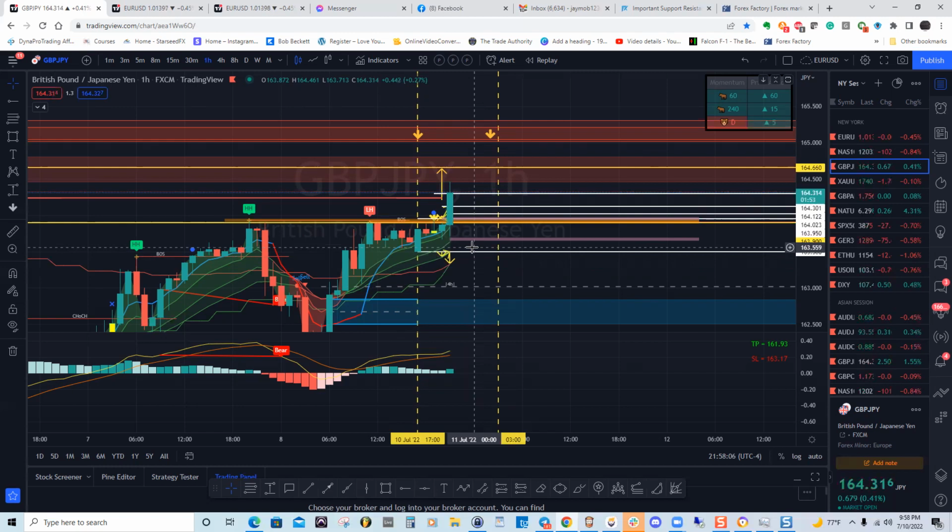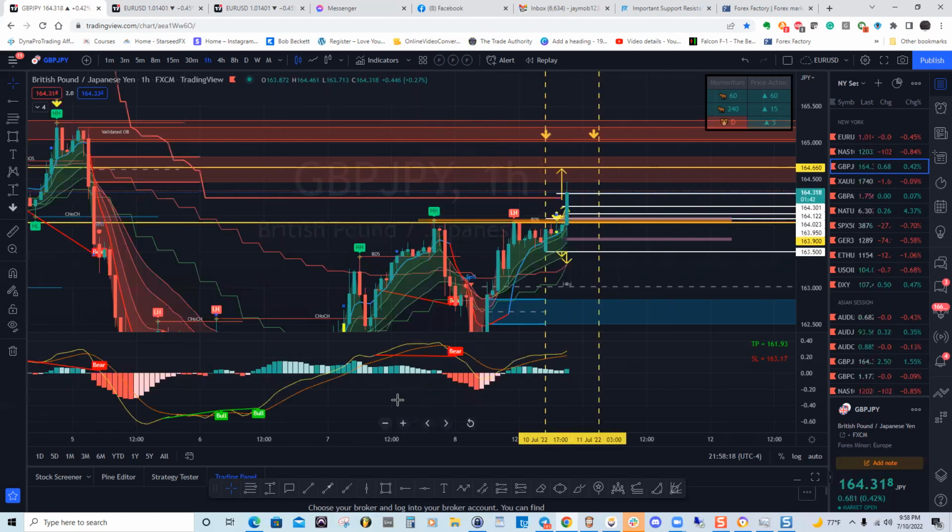I don't know if it has enough juice to get up to the weekly level. But again, man, them weekly levels are hardcore. They hardcore reject. If you get to a weekly level, you're not really going up farther than that, unless it breaks it. But you see that there's a bunch of people up here.